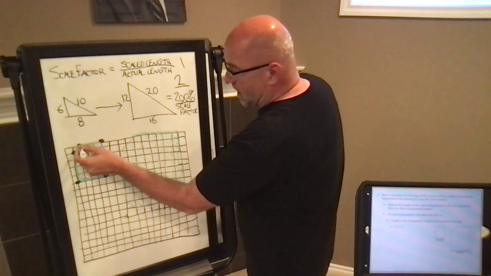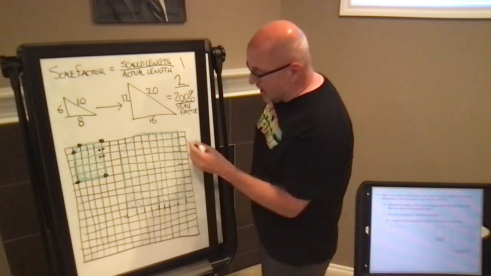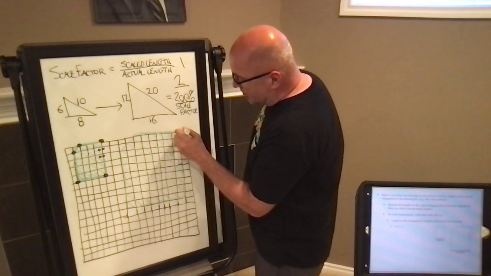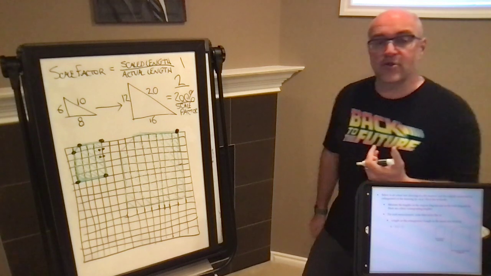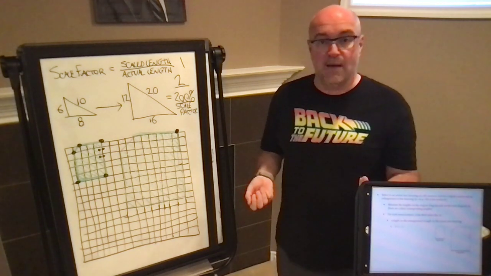So I started with the top, and I had 3 along the top. So what I did is I started here, and I know because I was doubling the size of this, I knew that to double 3, I'm going to times it by 2.